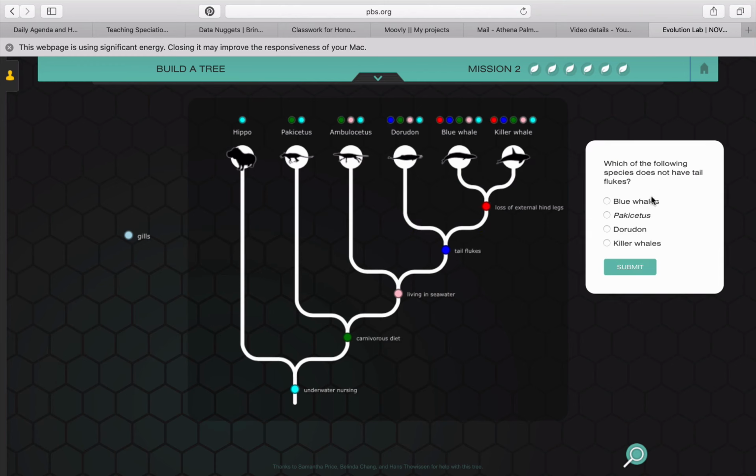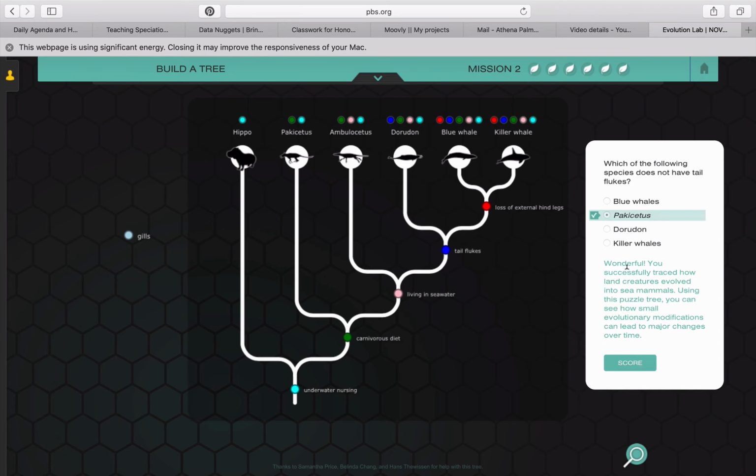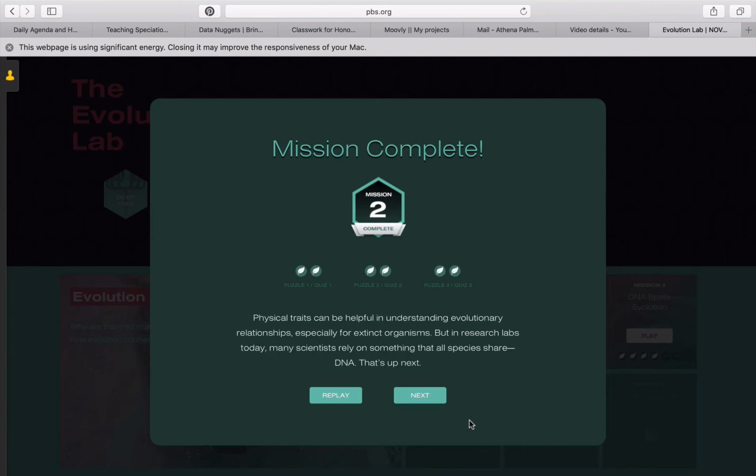All right, which of the following species does not have a tail fluke? And that's the Pakicetus here. And that is correct. And that's it for mission 2.